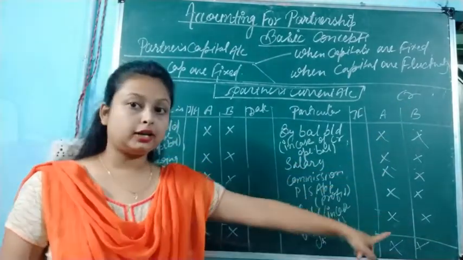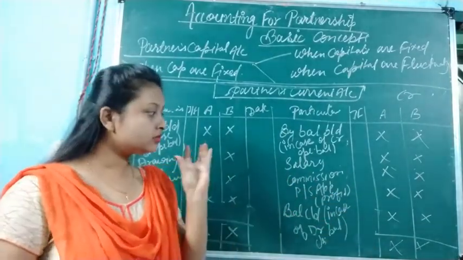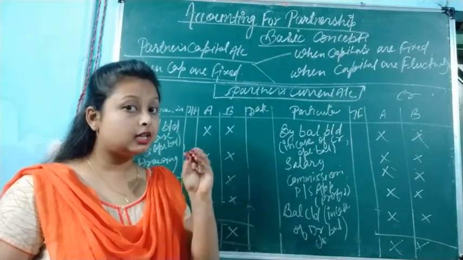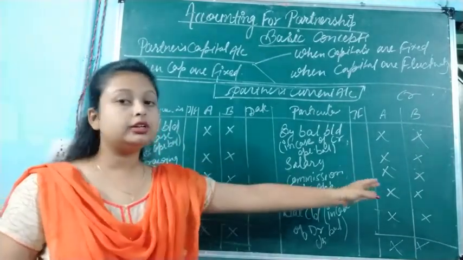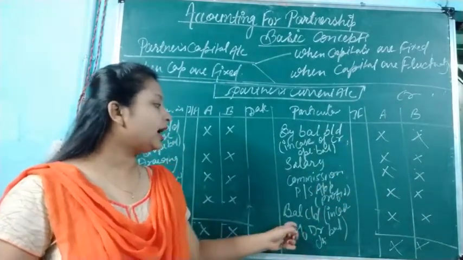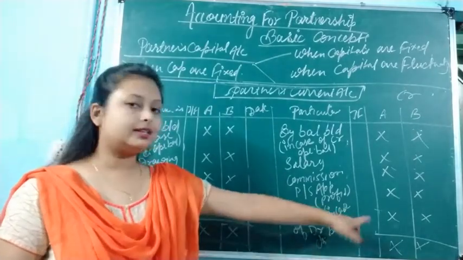Commission, write down after calculation. Profit and loss appropriation balance: if some profit is given in the question, you have to divide it in their profit sharing ratio, distribute it here, and write down the separate amount for both partners. And the balance c/d, if the balancing figure comes on the debit side, we have to write it down.